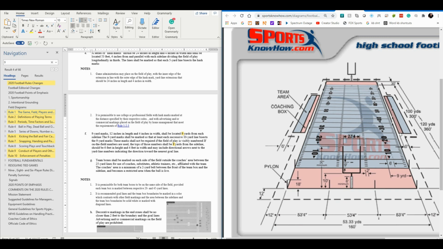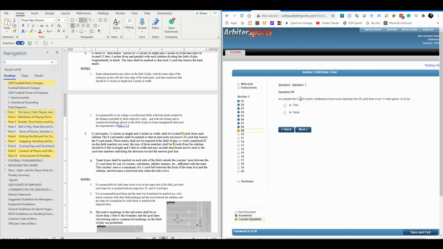And then we also see the team box, which you can't really tell here, but that starts at the 25 and goes down to the 25. So the team box is 50 yards from the 25s to the 25s. We don't let teams out of that area, right? They have to stay within that area. Coaches and players have to stay in that area. So, back to the original question. An outside the 9-yard marks conference must occur between the 25-yard lines.